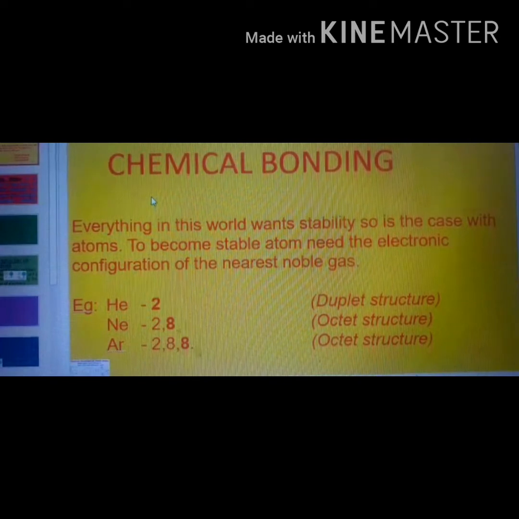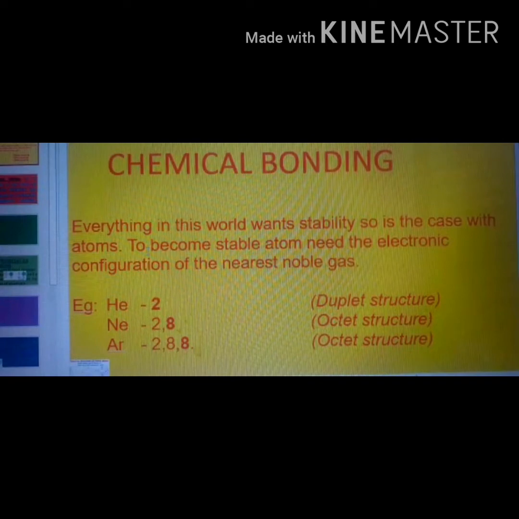Today we will be discussing chemical bonding. You must have heard about different types of bonding. In ordinary life, we call friendship a kind of bonding. Why do we make friends? Simple logic: to become happy. So is the case with atoms. To become stable or to become happy, atoms need the electronic configuration of the nearest noble gas.